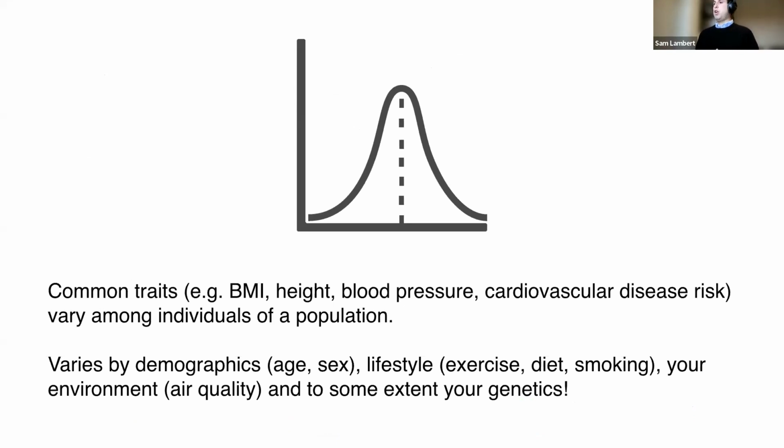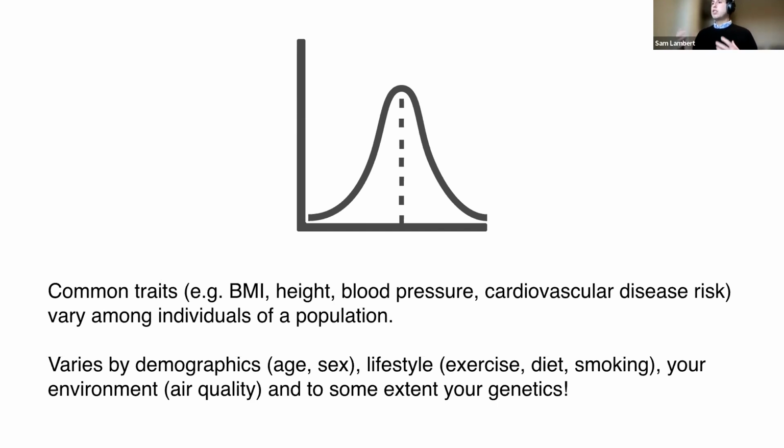So I think people might appreciate that in the population, there's definitely traits like body mass index, so how heavy you are, height, blood pressure, or disease risk that vary among individuals. And these traits and disease risks vary in different ways. We know that certain diseases are more common in people who are older, certain diseases are more common in men versus women. And these diseases sometimes are associated with lifestyle factors. So how much you exercise, your diet, smoking, or your environment. So air quality could set off asthma and things like that.